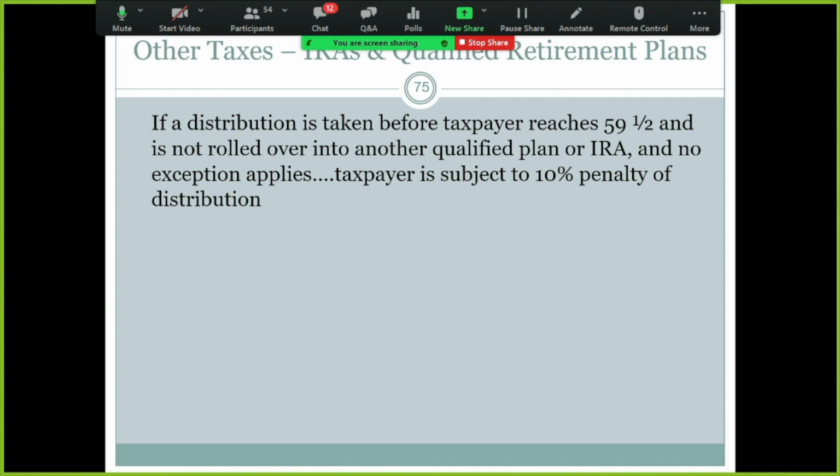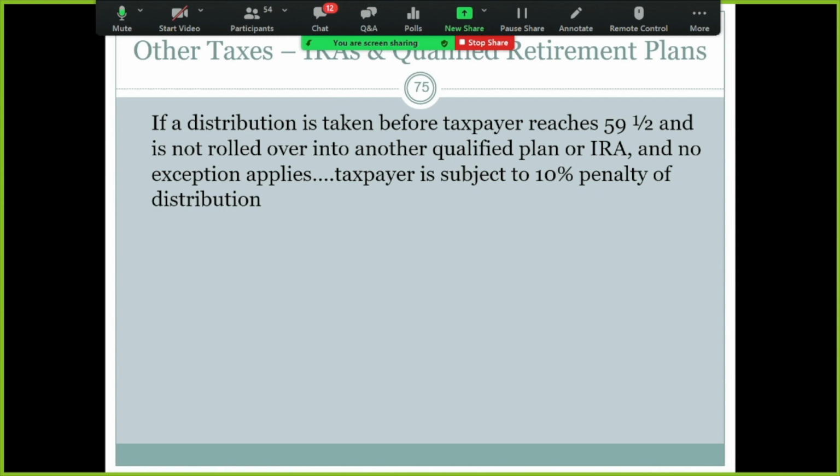It is an early withdrawal from their retirement plan, based on they have not reached the age of 59 and a half. It was not rolled over into another qualified plan or IRA. So there's no exception, and they are subject to the 10% penalty on distribution. So this other tax will take their distribution amount, their taxable amount that they received, and multiply it by 10%, and that gets added on the tax return.